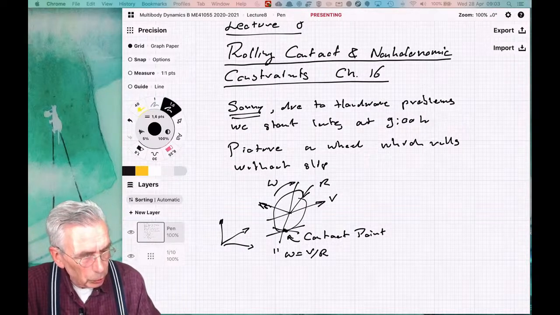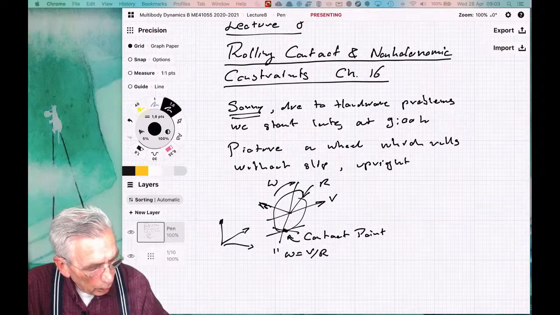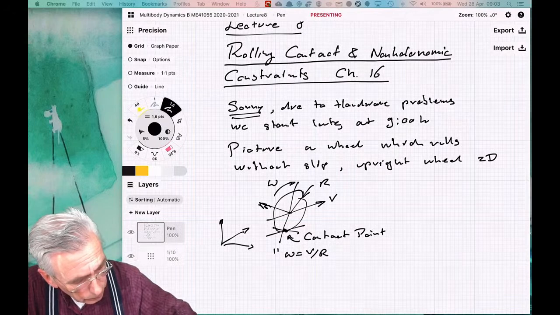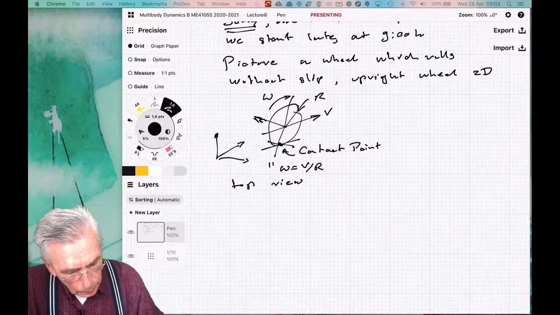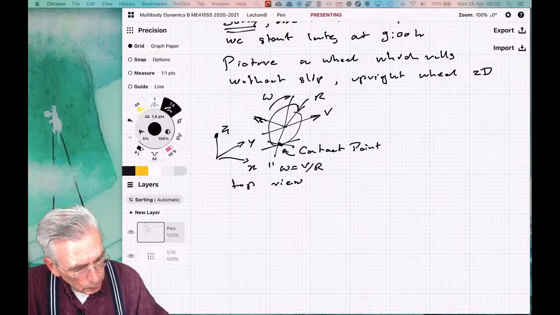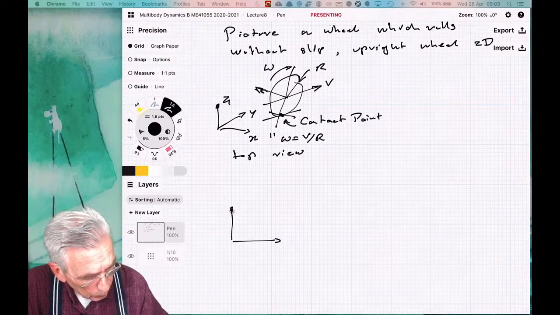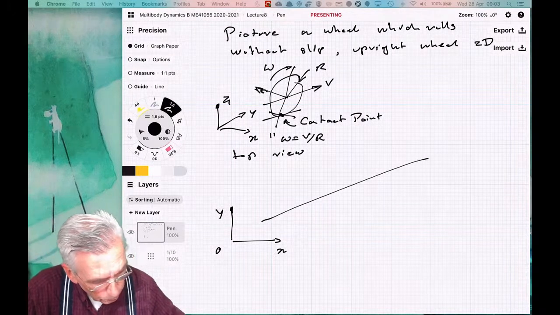Of course the wheel can also tilt, but for now we only look at an upright wheel. So you could say a 2D case. If we do a top view, what do you get? I had this as x, y, and this as z. In a top view, for an upright wheel, we have our coordinate system x and y here, with the origin. And then somewhere the wheel is pointing in some direction.